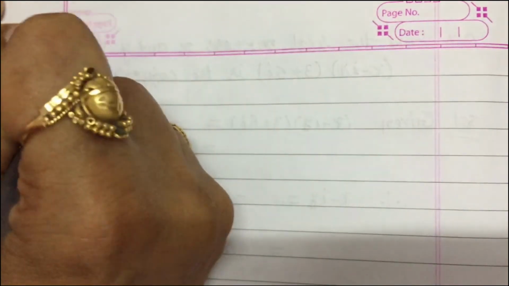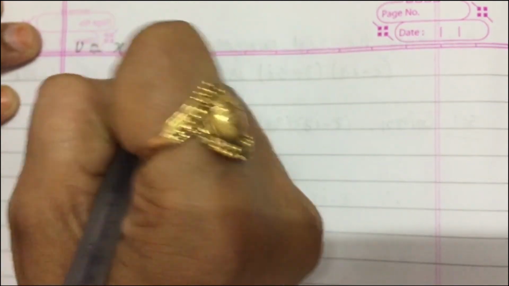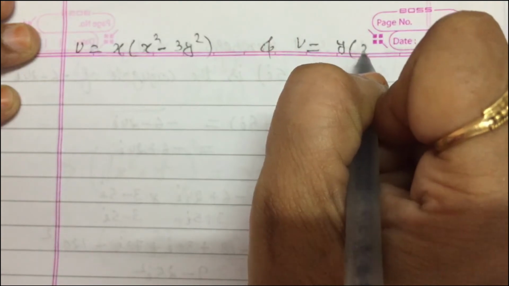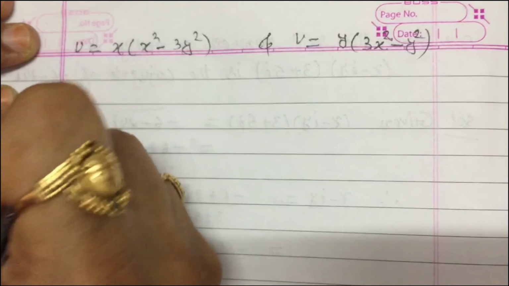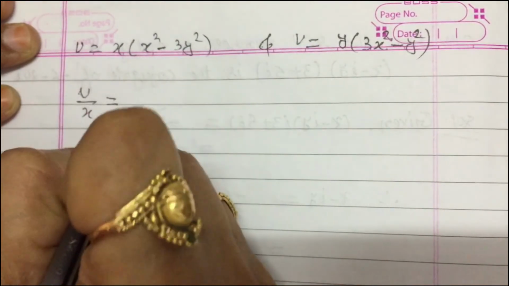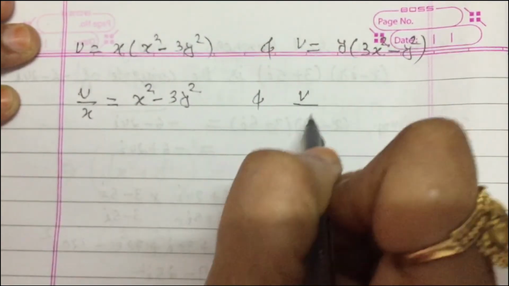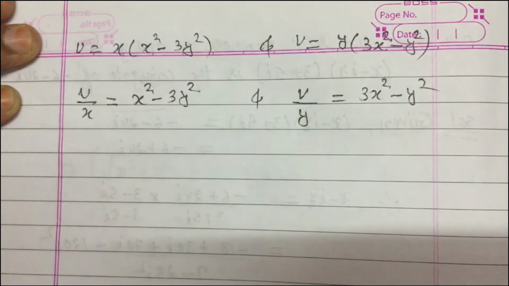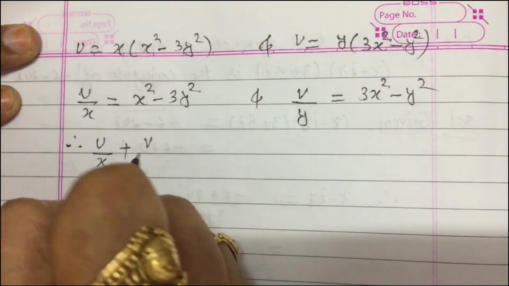So in u, take x common. You will get x square minus 3y square. And v is equal to, taking y common, 3x square minus y square. So u by x is x square minus 3y square, and v by y is 3x square minus y square. Now u by x plus v by y.